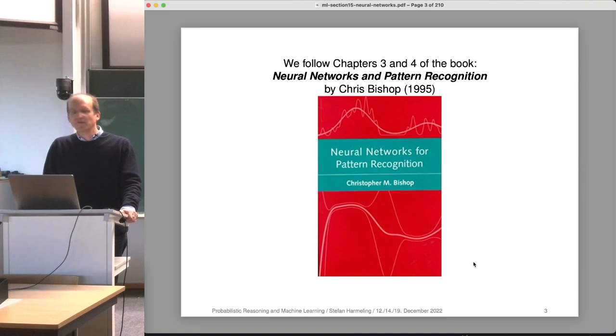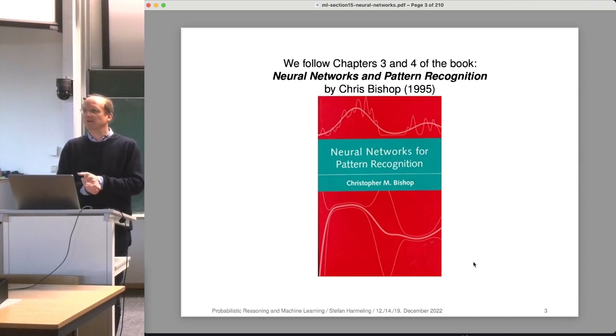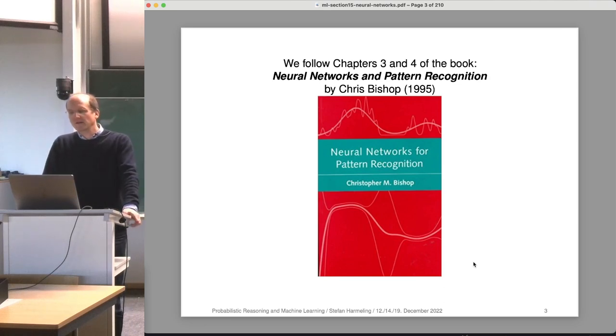And this is an old-fashioned introduction to the topic, which I like a lot because it's really going into the basics and into the lower level at the beginning and keeping everything super simple. Once you understand the basic principles behind neural networks, the rest is just making it more complicated, making it bigger, making it deeper, and then you have deep learning. But the basic ideas are, I think, all in chapters 3 and 4 of this book.